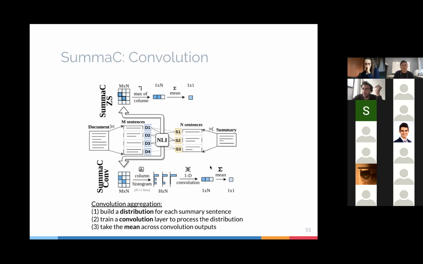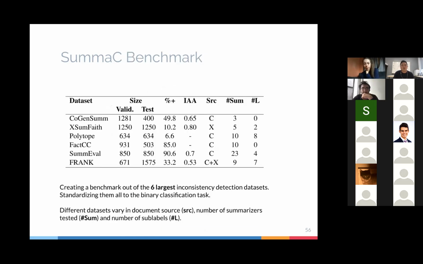And then we're going to use a 1D convolution here that's trained, that's basically looking at these histograms and deciding, okay, is this summary sentence valid or not valid? And we average it out. I'm sorry, I'm going a bit fast on this, but it's not the most important part here.